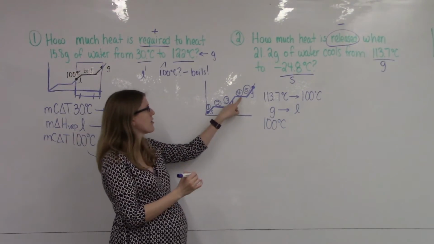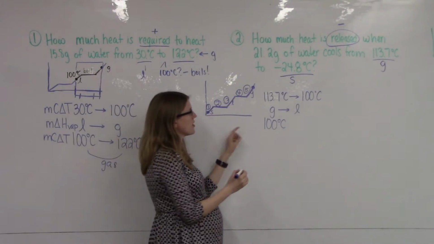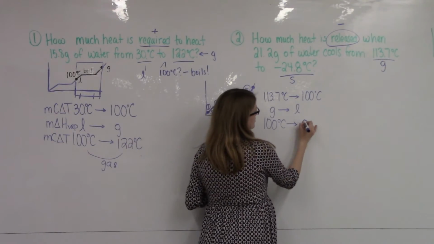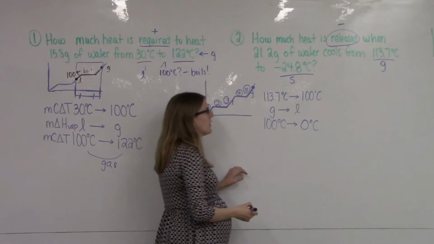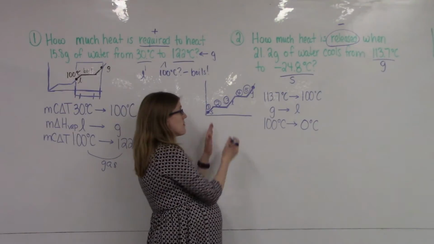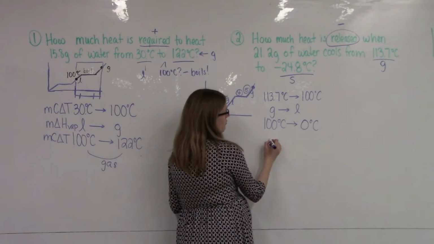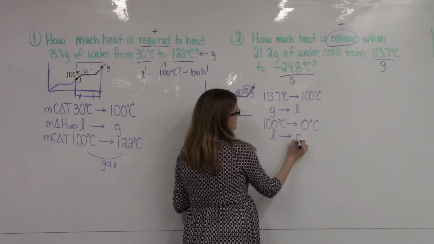We're cooling the liquid down from the boiling point to the melting point. Got to be 100 degrees Celsius down to 0 degrees Celsius. Then we can melt the substance. So then we can go from a liquid to a solid.